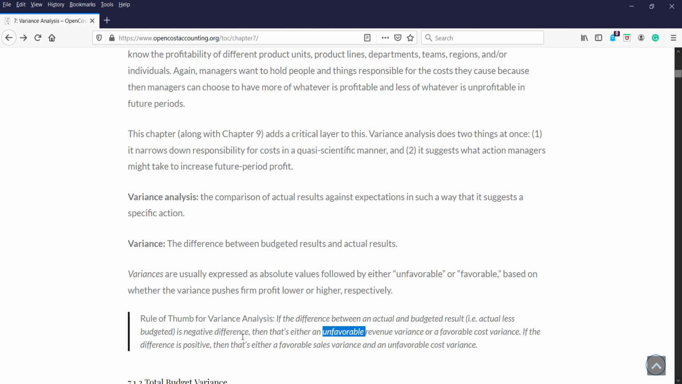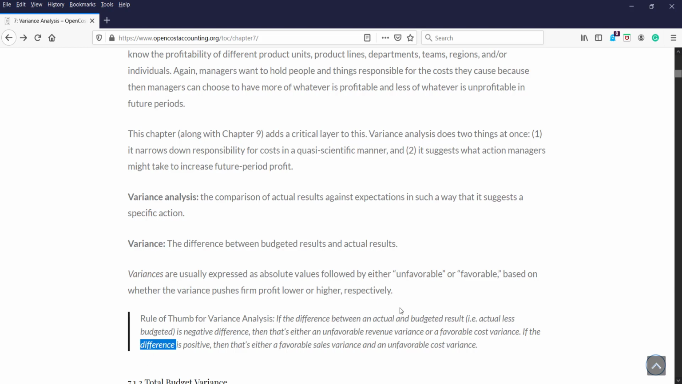Then if there's a negative result, that's an unfavorable revenue variance and a favorable cost variance. This makes sense, because if there's a negative result, that means that the budgeted amount, which is on the right-hand side of the minus sign, is greater than the actual amount, which is on the left-hand side of the minus sign. And if your budgeted amount was greater than what actually happened in terms of revenue, that's not good. That means reality fell short of your expectations. If it's negative in terms of cost, that's favorable, because that means actual costs fell short of your expectations of cost. And the reverse is also true.